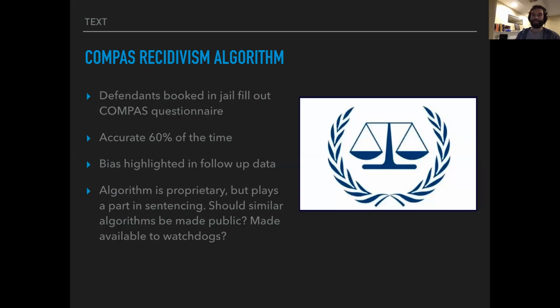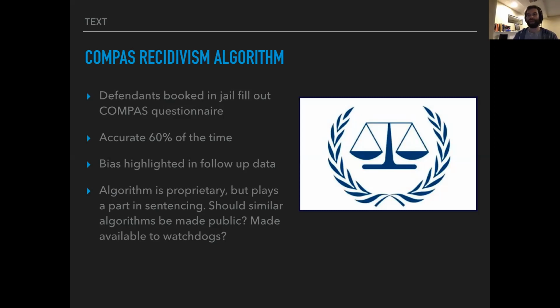My next example is going to be the COMPAS recidivism algorithm. Recidivism is the tendency of a convicted criminal to reoffend. And this is software that was created by Northpoint, and it was investigated by ProPublica. So when a defendant's booked in jail, they'll fill out this COMPAS questionnaire, and then that's going to feed into the algorithm and play a part in the sentencing process. And they found the algorithm to be accurate across the board about 60% of the time.